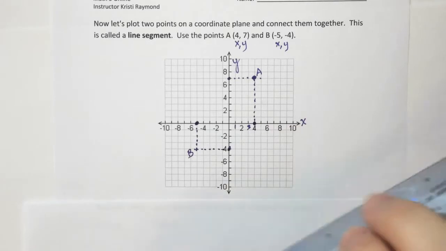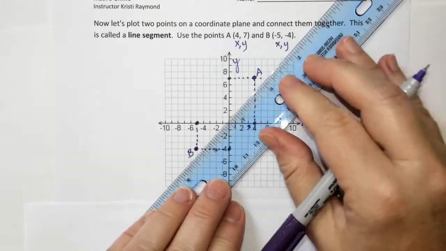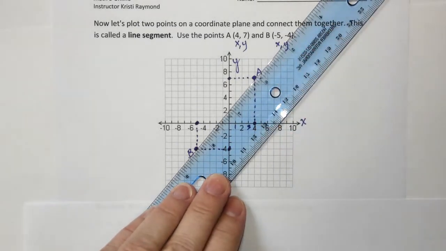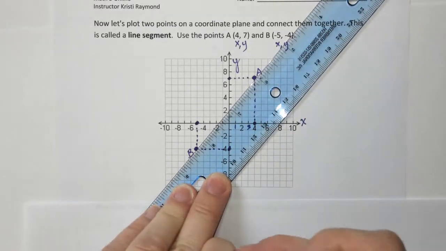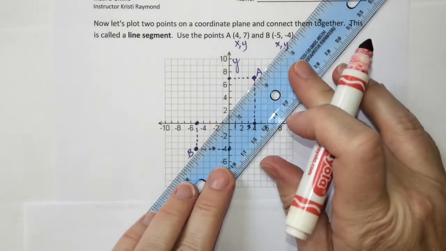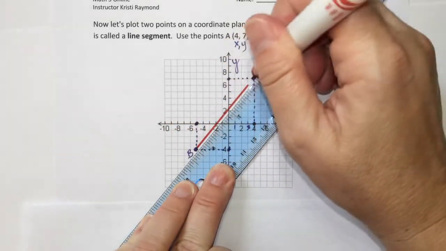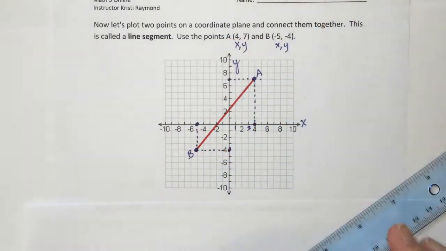Let's use a ruler. Now a line segment only connects the dots. It doesn't go any farther than each dot. Next time we'll be doing them farther, which is actually called a line. But today it's just a line segment. Connect the dots, like so.